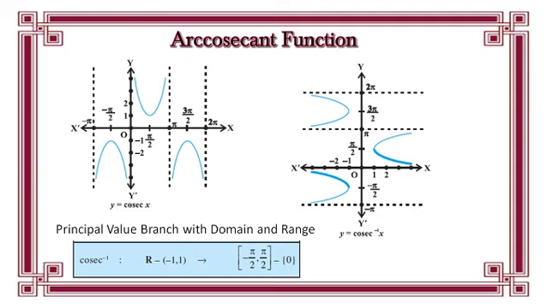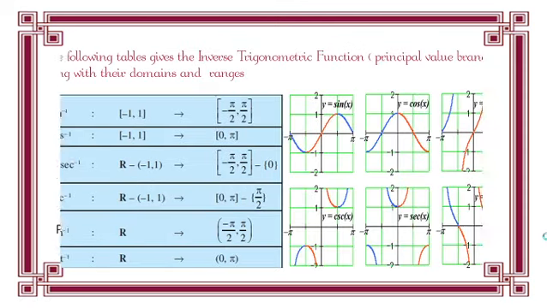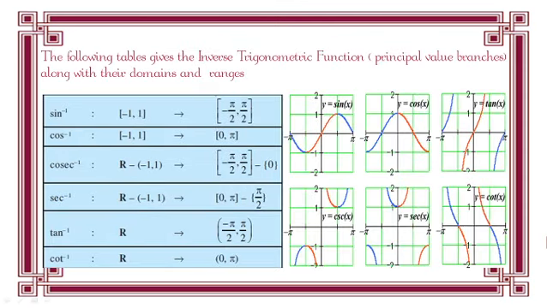Now cosec inverse x, the domain is all the real numbers minus the open interval -1 to 1 and the range is minus pi by 2 to plus pi by 2 minus 0, because again at 0 it is not defined. So the following table gives the inverse trigonometric functions, principal value branches along with their domains and ranges.